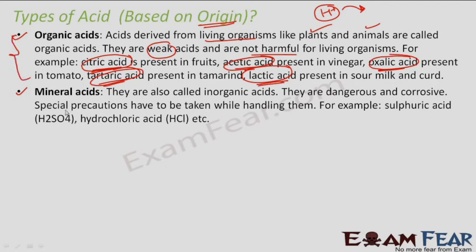There's something called mineral acid, which is not organic; we don't get it from plants and animals. They are dangerous and explosive, right? You generally get them from nature, for example, sulfuric acid and hydrochloric acid. These are the acids which are from minerals, and they are very harmful.